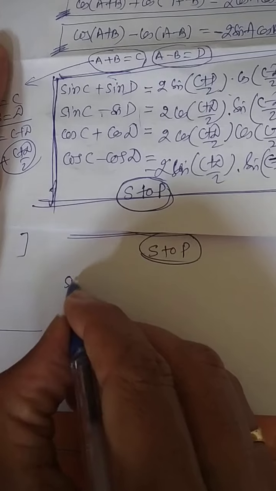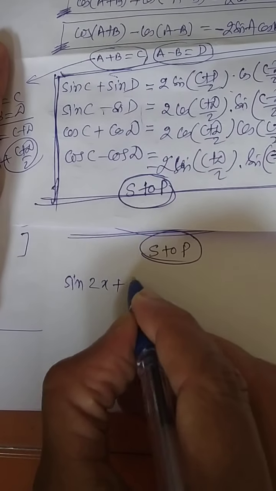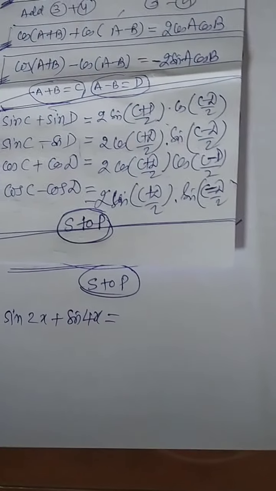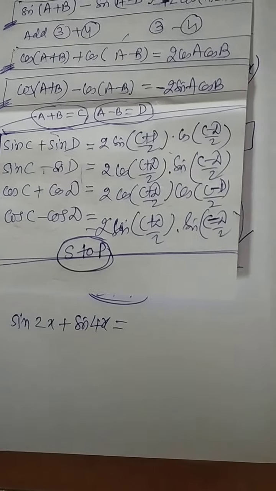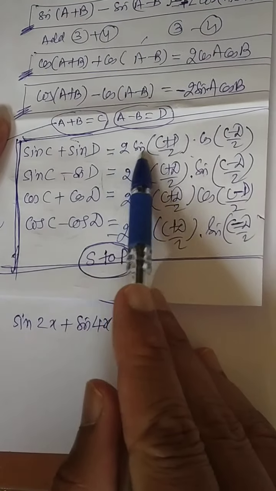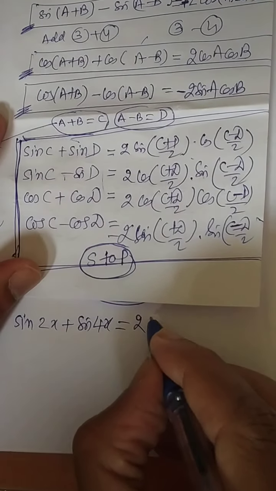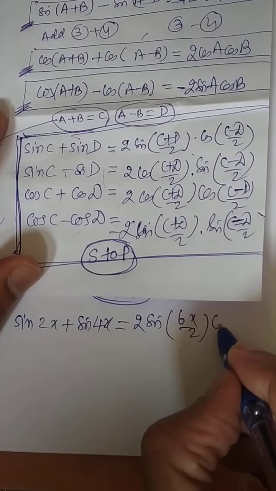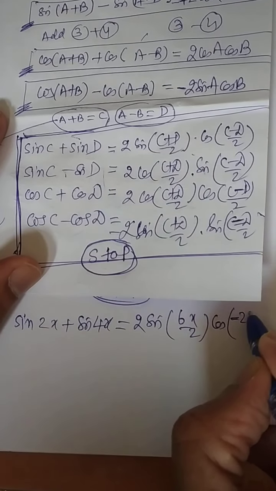Now, suppose I am asking what is the addition of sine 2x plus sine 4x. Which formula is applicable? See here, sine 2x plus sine 4x. First one. What is the answer? 2, I am writing. Their addition, sine 6x by 2. Their subtraction, cos of minus 2x by 2.